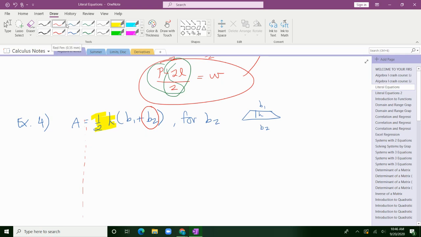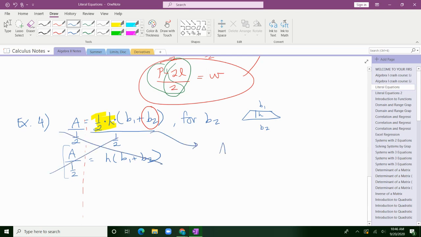Now here's what some people do, which isn't wrong, but it just doesn't look the best that it could. They think, okay, to get rid of the 1/2, I'm going to divide by 1/2 because right now 1/2 H and the parentheses are multiplied. So to undo multiplication, you divide. But then you have this area divided by 1/2, and that just looks too complicated. Like there's a way easier way to write this. So I would not do it this way.